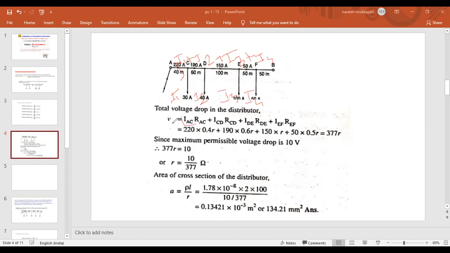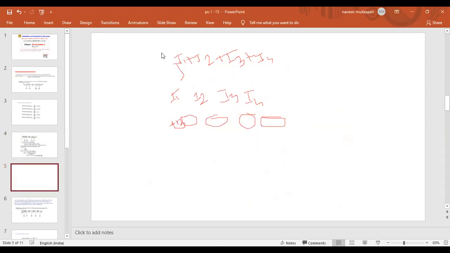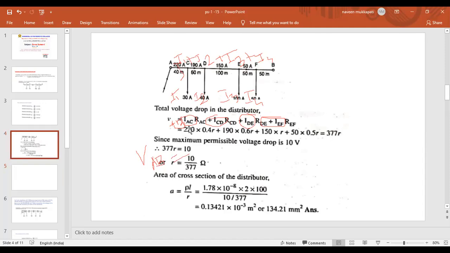Okay, we then calculate the voltage drop across each section. We are calculating the voltage drop across the A to C section, that is VAB. Therefore, VAB is equal to the voltage across the A to B point, that is IAC into RAC plus ICD into RCD plus IDE into RDE plus IEF into REF.